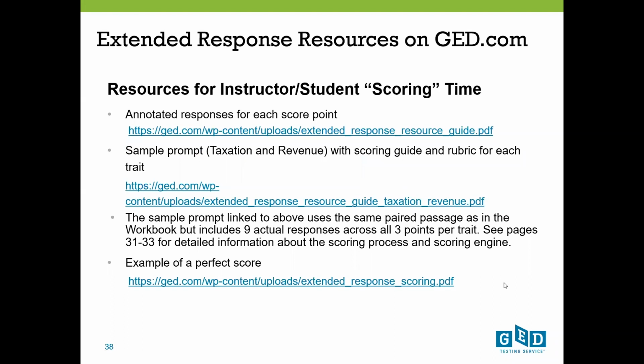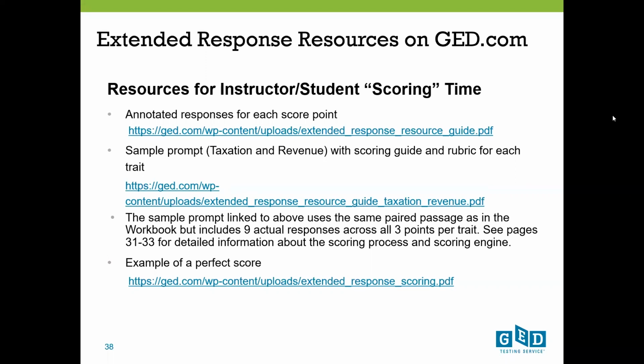So some further resources for instructor scoring time. You've got your annotated responses for each score point, which I used; some of the slides came from that. You've got a sample prompt, and this one has a scoring guide and a rubric for each trait. And I want to say that the sample prompt linked above uses the same paired passages as in the workbook, but it includes 9 actual responses across all 3 points.